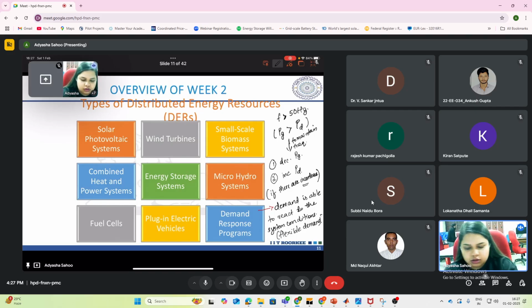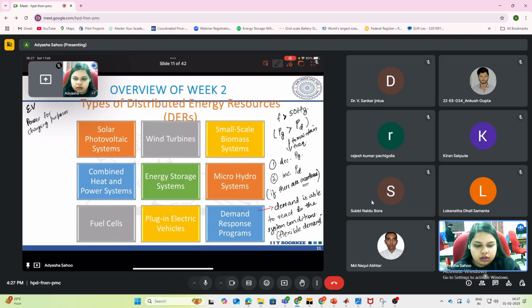Basically, the EV is using electrical power for charging purposes, right? Usually, what we do is take our cars and park them during the night or evening hours, and then take power from the grid to charge our vehicles.